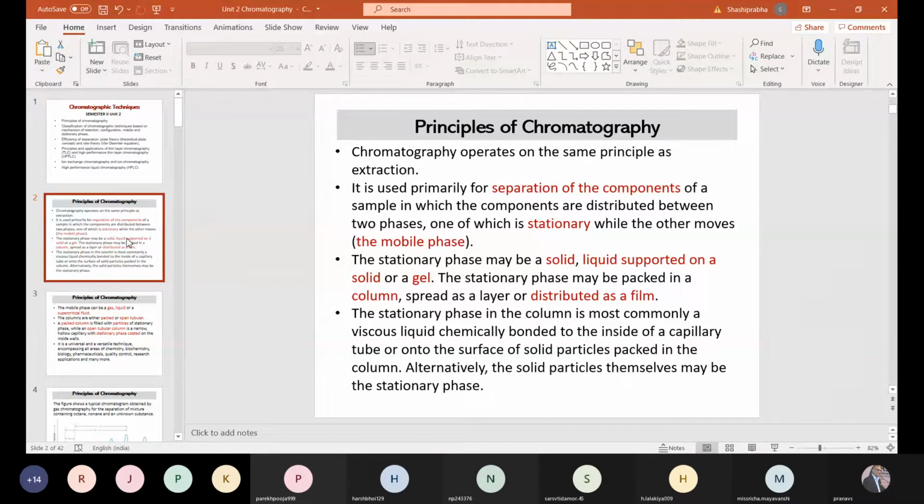Prior to separation, we always do sample preparation. For that, we studied several sample preparation approaches in the previous unit. About 60 to 70% of the sample preparation techniques were taught to you. There are few others which would be taken up in subsequent semesters. So the whole status of chromatography under separation science is immense.